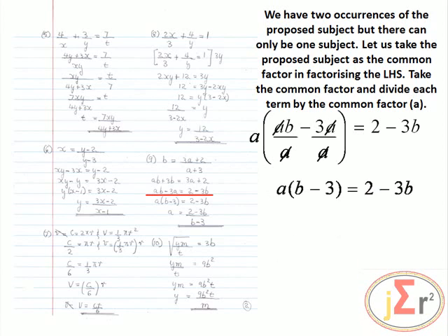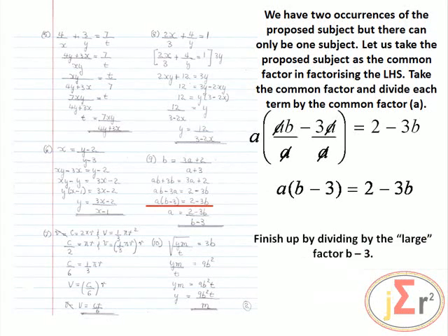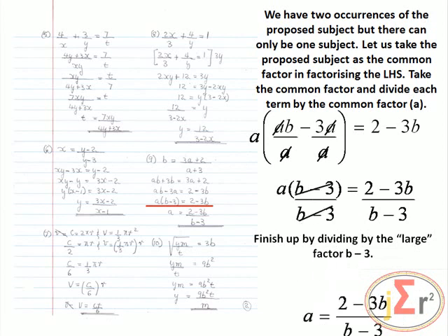And what do we do with b minus 3 as that other factor? What do we always do when we have that large factor? We divide by the large factor. Like so. So finish up by dividing by the large factor b minus 3. There we have it being eliminated from the left hand side, and on the right hand side we are dividing by b minus 3.